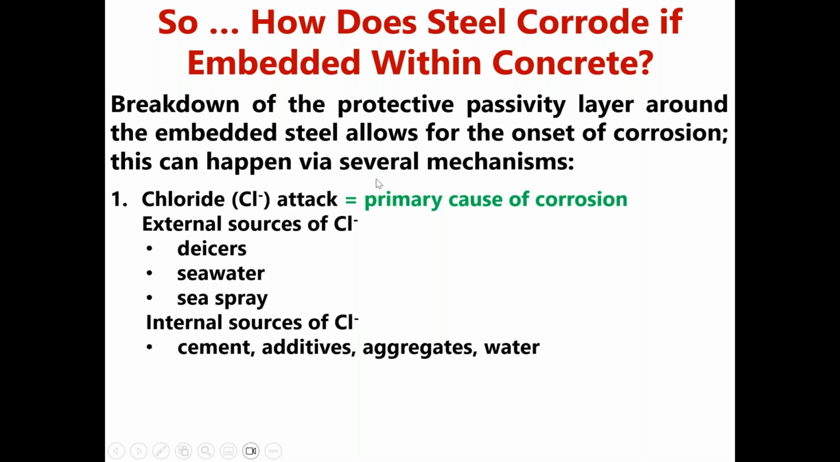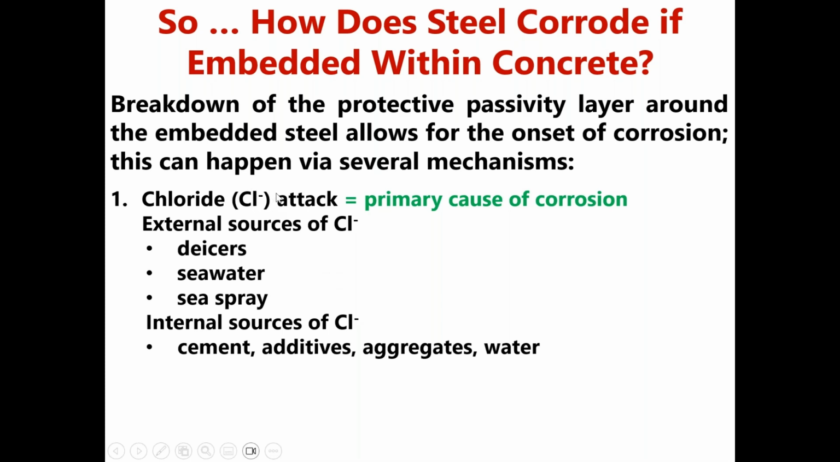So what breaks down the passivity layer around embedded steel? The list has 6 or 7 different things to it, but we're going to start off discussing the number one primary cause of the breakdown of the passivity layer, and that's chloride attack. So when I say chloride, I'm referring to the element chlorine. That's element Cl, right? Chlorine.